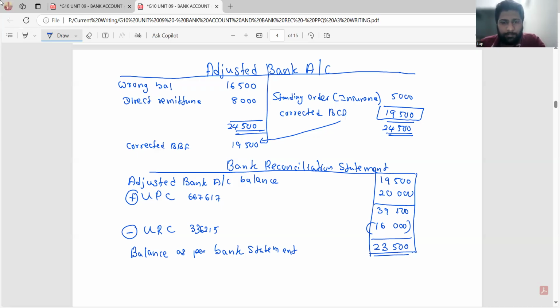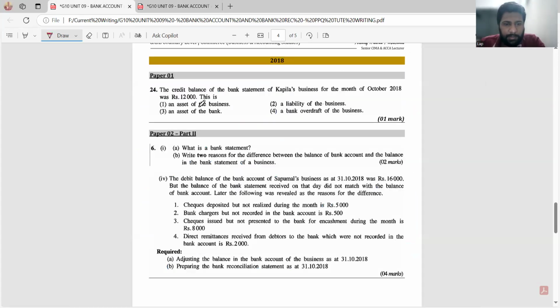Okay, time up. Let's discuss. The credit balance of the bank statement of Kapila's business for the month of October 2018 was 12,000. So this is a credit balance in the bank statement.